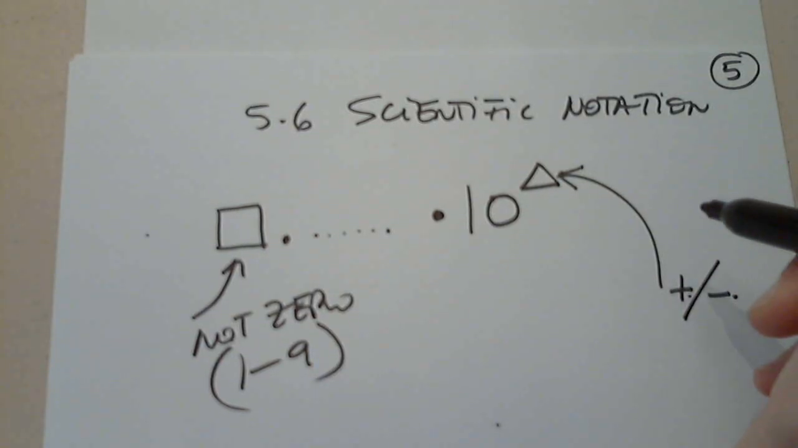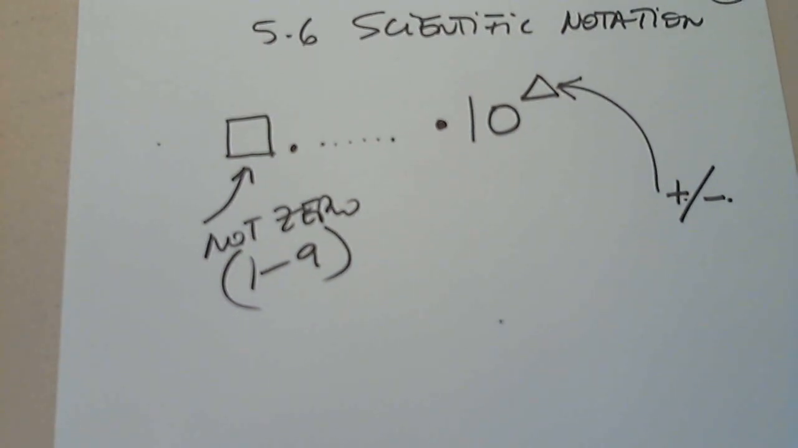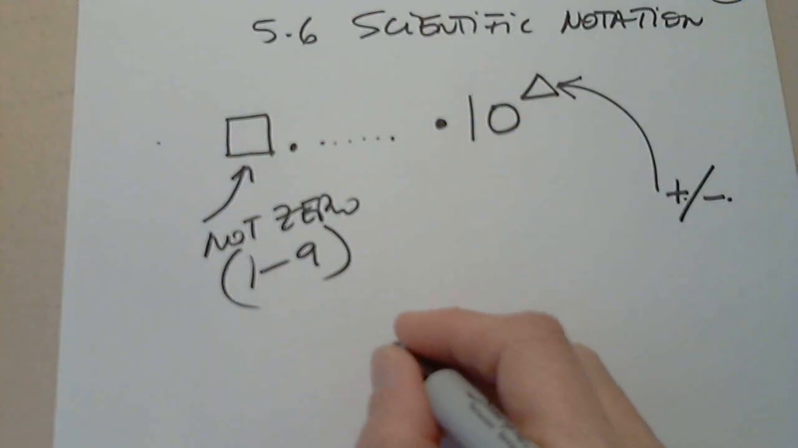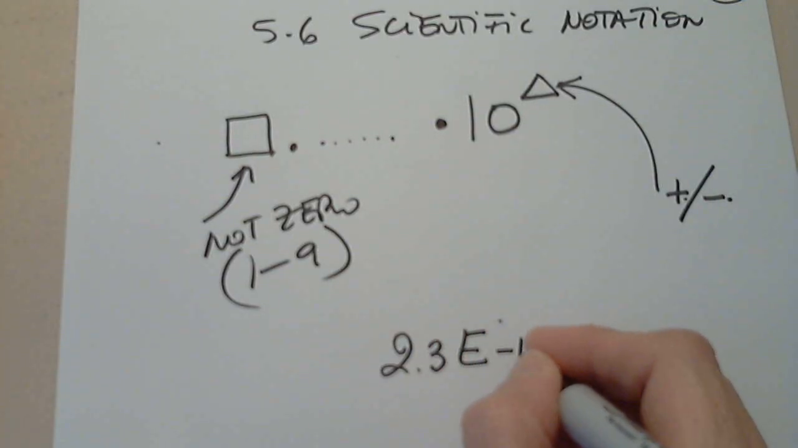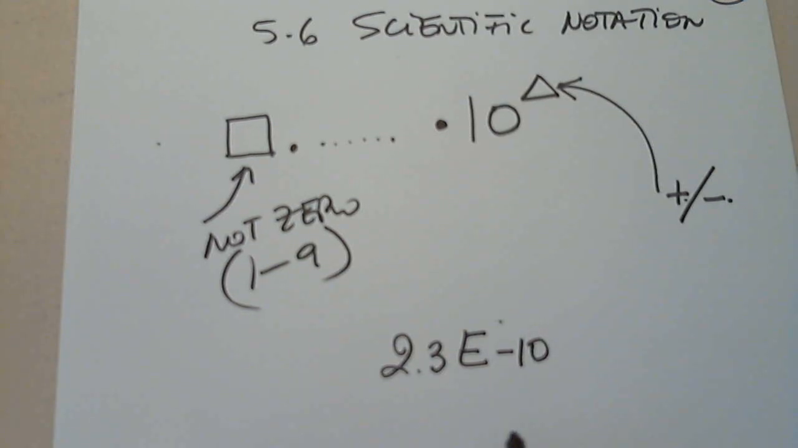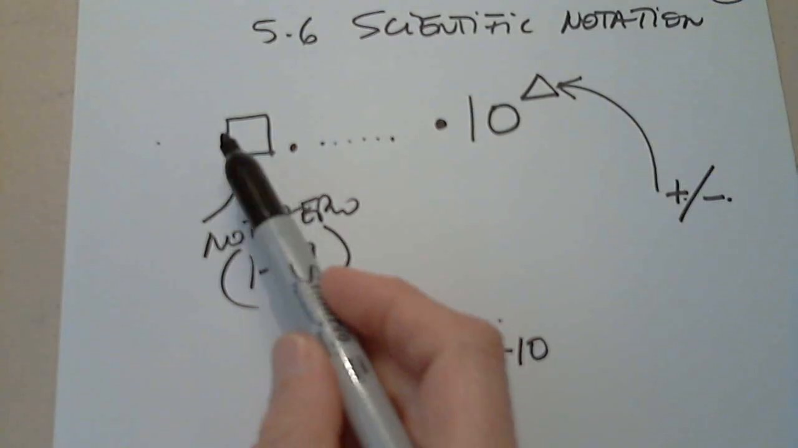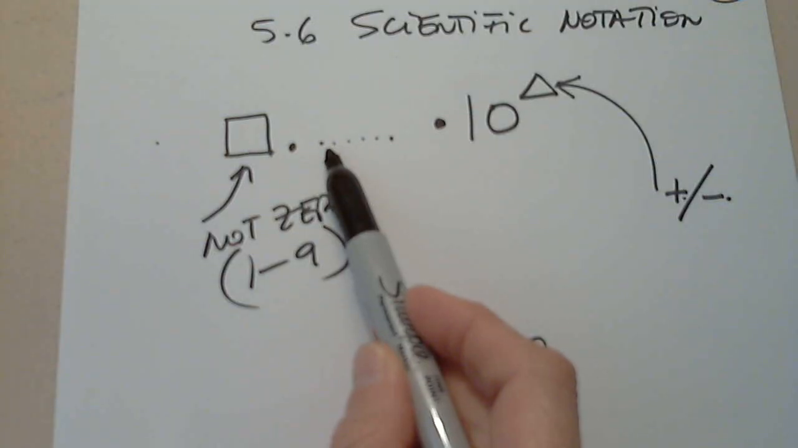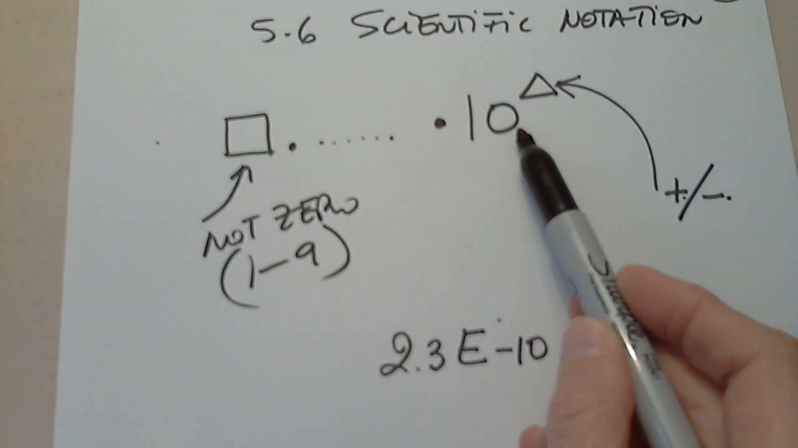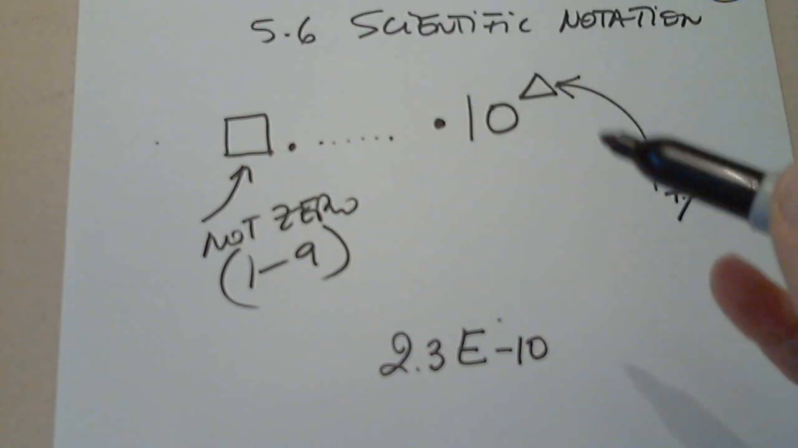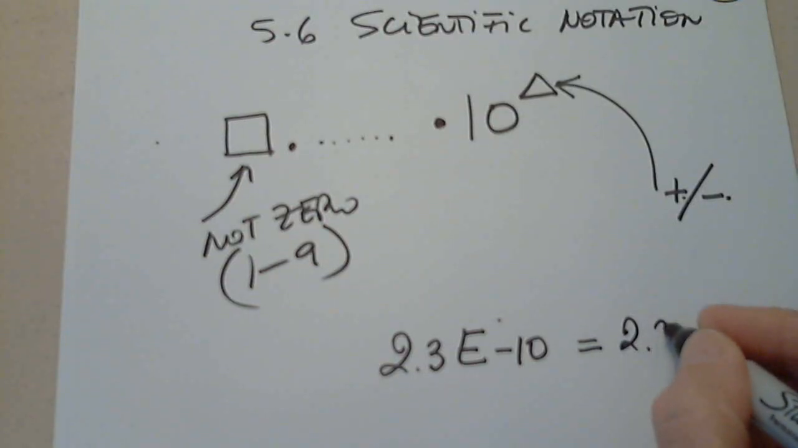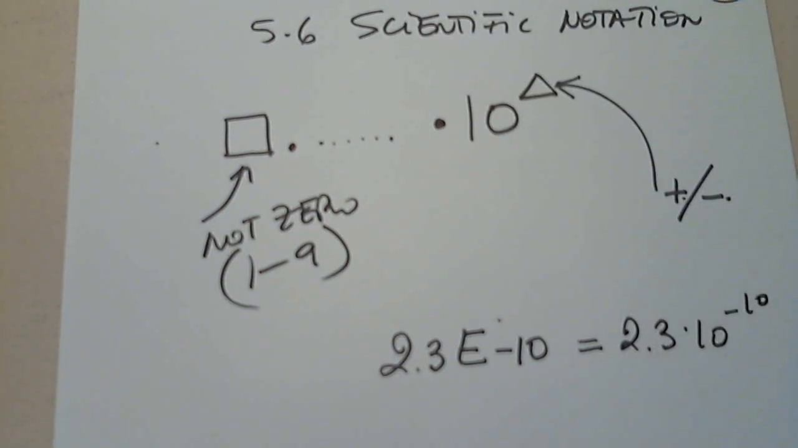How does it appear in the graphing calculator, which is important? In the graphing calculator, it can appear like this: 2.3 E to a negative 10. What is all this? It means 2.3 times the power of 10 with a negative exponent of negative 10. So this means 2.3 times 10 to negative 10.